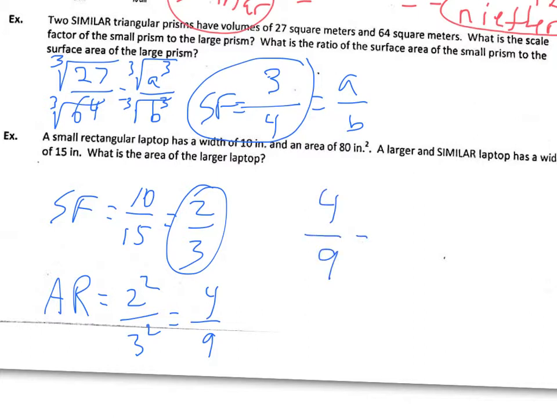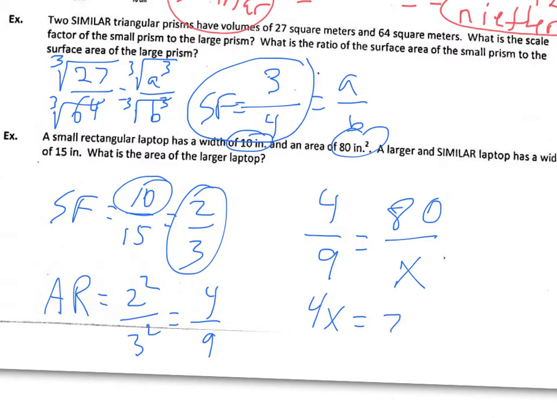So that's my area ratio. If I know my area ratio, I can find the missing area. Now notice 80 goes with the 10-inch laptop, which means we have that on top. So we're going to put 80 on top. And I need to find the area of the other laptop, and I'll put that X unknown there. Cross multiply and solve for X. 4X equals 720. Divide by 4, and we find that the area of the larger laptop is 180 square inches.